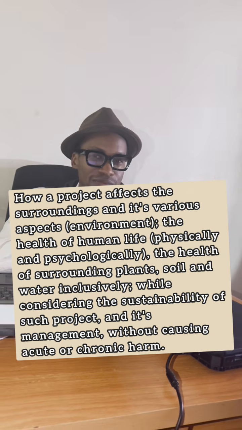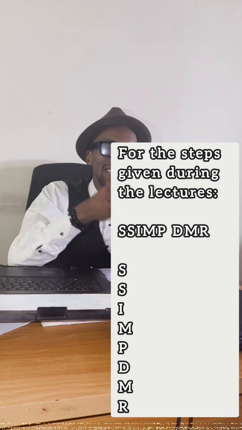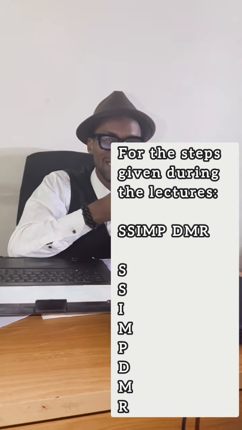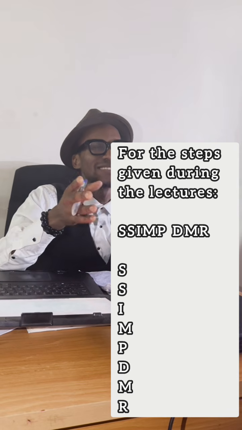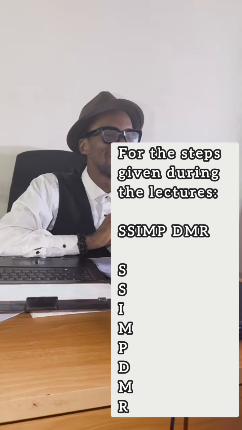So we gave an acronym for that. We said the steps for EIA as given by Prof. Bakburai, you can use SIMP DMR, that's SIMP, then DMR. Think about the SIMP, and then think about DMR. Anyway, so let's get back.